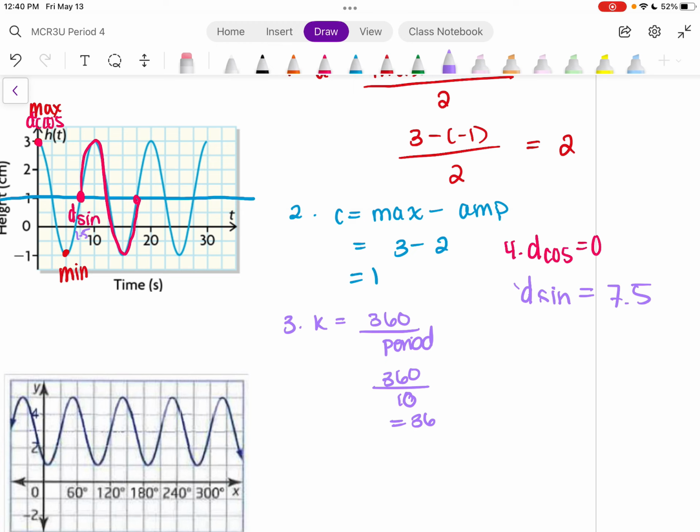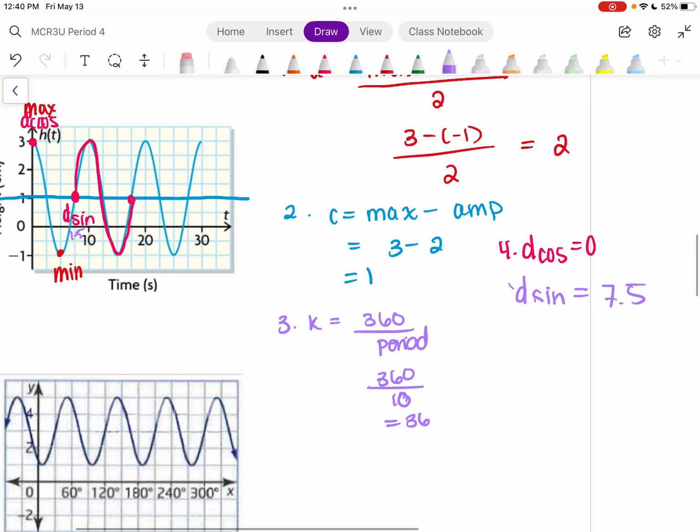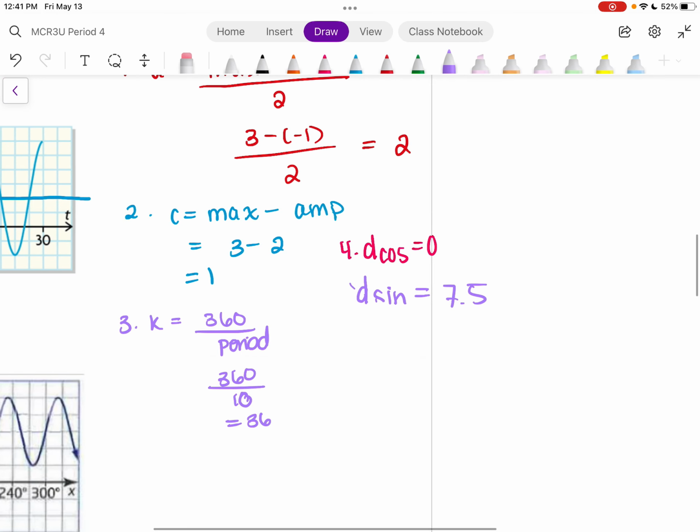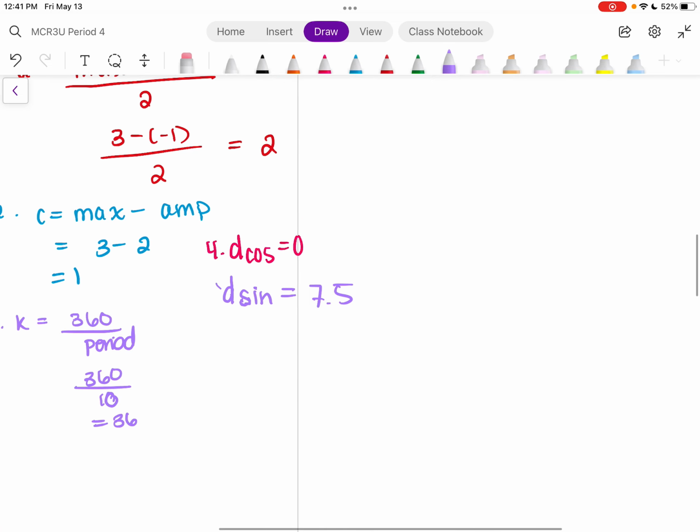So we get 2.5. If we did 10 minus 2.5, we get 7.5. Okay? So we have d sine is 7.5, and we'll talk more about that when we start lesson 5. So then we have our d sine value here, which is 7.5, right? We have our k value. So now we have everything that we need to write both the functions.